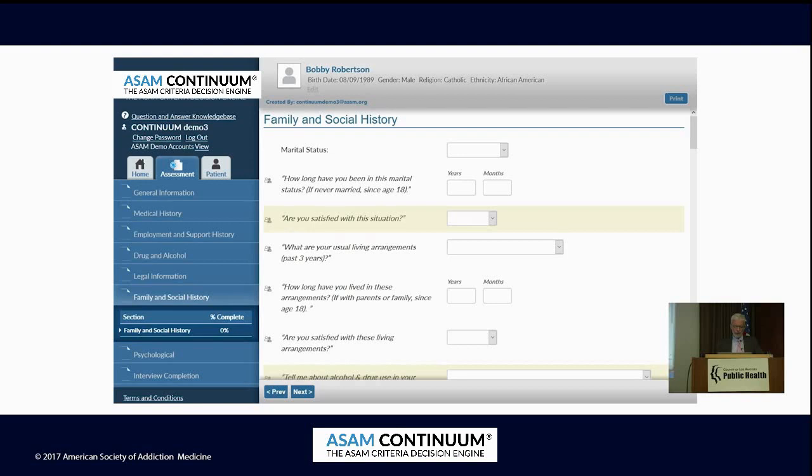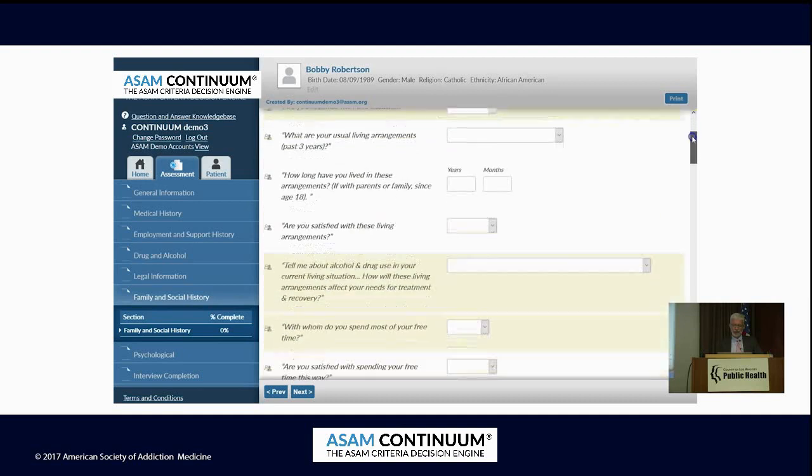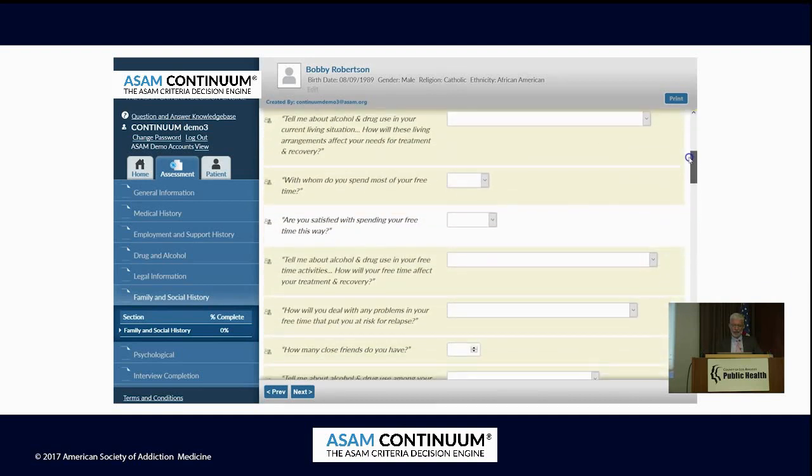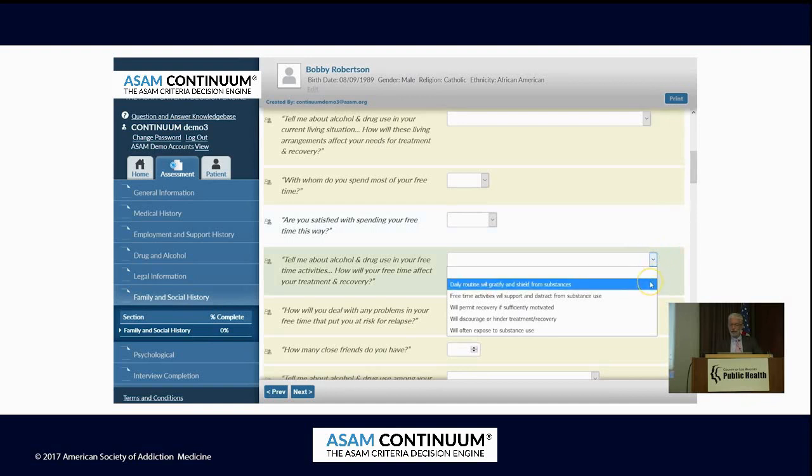In the family and social history section, I need to go over some important issues. It's going to assess marital status and satisfaction with that, and living arrangements, and substances in the current living situation, and how will these affect your needs for treatment and recovery. Do you have a daily routine that will gratify you and shield you from substances?